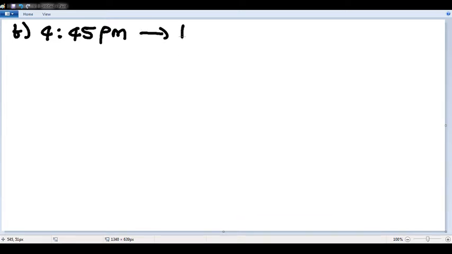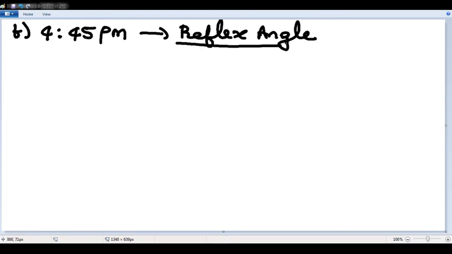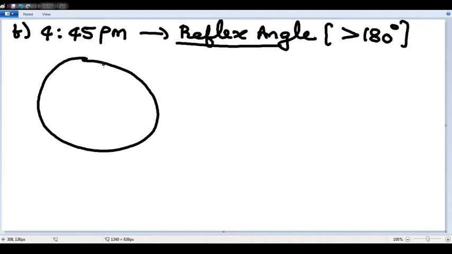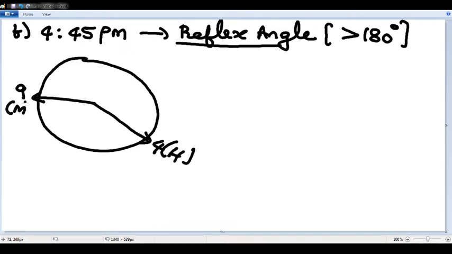4:45 p.m. And the question is, find the reflex angle between the hands of a clock at 4:45 p.m. Whenever it is a reflex angle, the answer should be greater than 180. This is 4:45: the hour hand is at 4 and the minute hand is at 9.